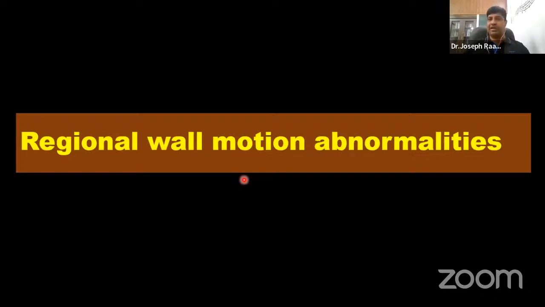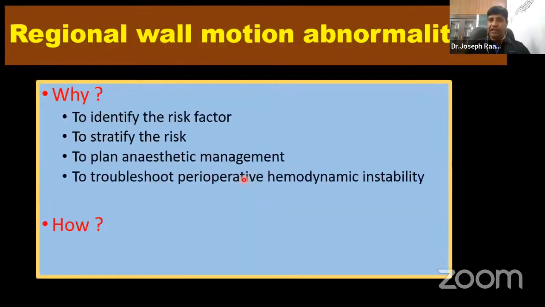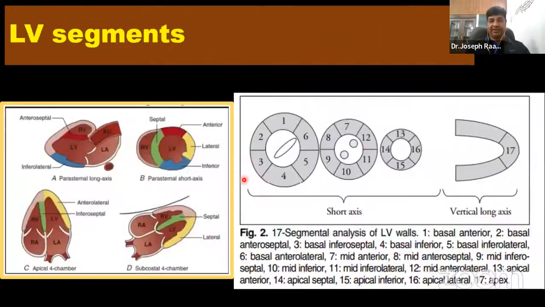The ECG will not give you much information. And at that time, if you know how to pick up this regional wall motion abnormality, it will come very handy, because we know that it's one of the major risk factors for determining the perioperative outcome. So we can stratify the risk, and also we can plan our anesthetic management accordingly. And also in the perioperative period, if this patient shows signs of regional wall motion abnormalities, we know how to proceed further. So how are we going to analyze this?